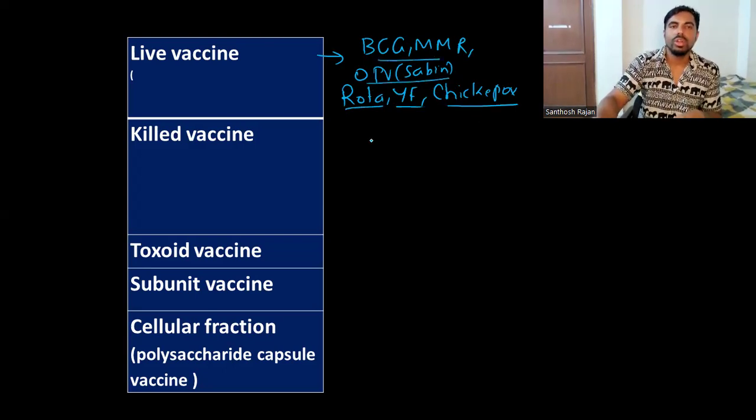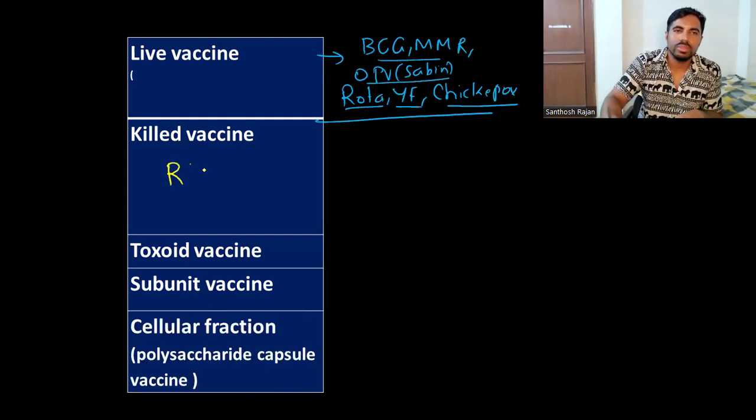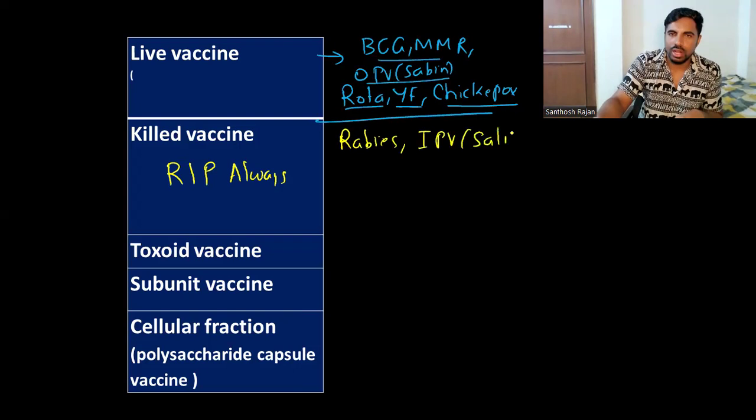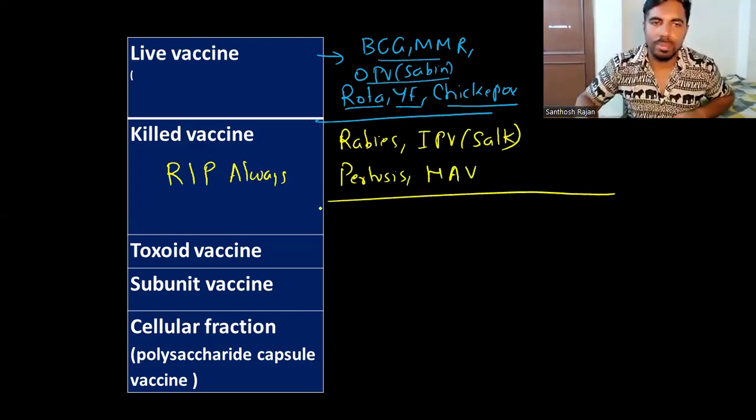Okay. Now, what about the killed vaccines? One shortcut which I like to give you: somebody is killed, what do you say? RIP always. R for rabies is always killed. And then IPV, injectable polio vaccine, that is your Salk type. Salk is killed, you know that. P for pertussis is killed. A for hepatitis A virus. Influenza can be both. Okay, this is RIP always.